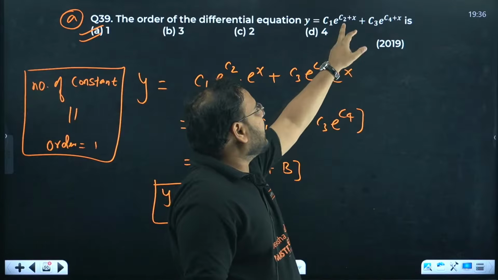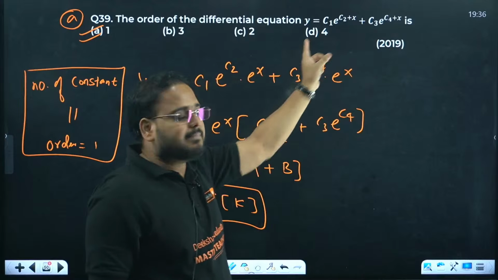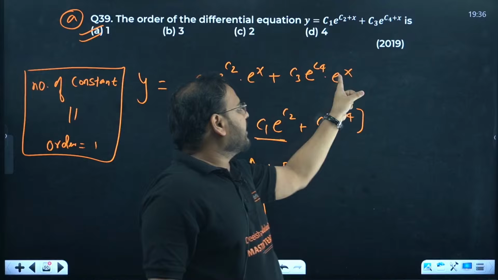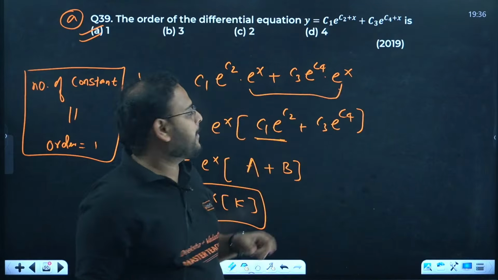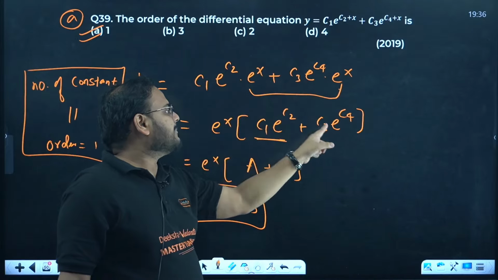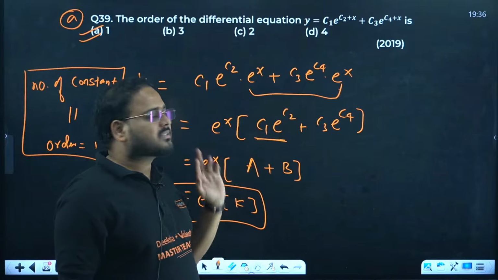So basically we have e power x. I expanded both of these with the powers that you have, e power c2 and e power x, here also e power c4 and e power x. Then next I've taken what? E power x common. Take it out, and you'll have c1 e power c2 left, c3 e power c4 left from both the terms. This whole thing is a constant.